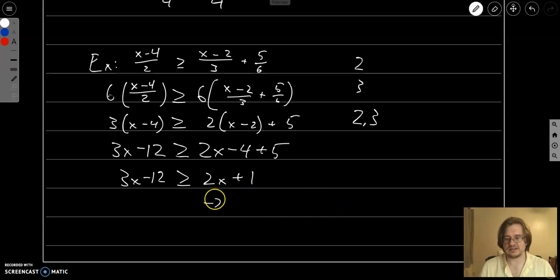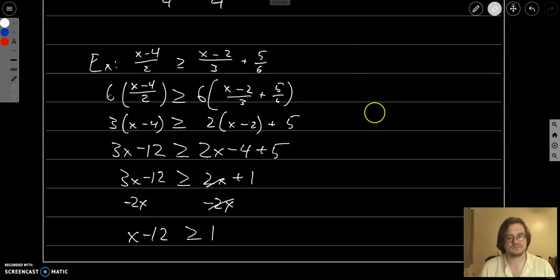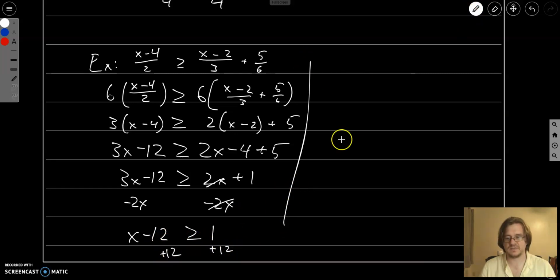I will subtract a 2x from both sides. When I do this, the 2x and the -2x will cancel. That'll just leave me 1 on that side. And I will have 3x minus 2x, which is just going to be 1x, or just x by itself. I'll erase this for now. And I will add 12 to both sides to get x is going to be greater than or equal to 13.